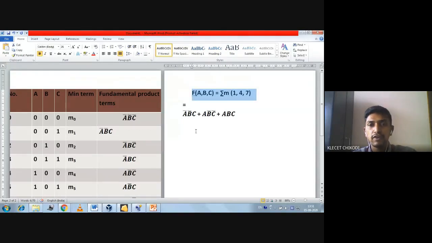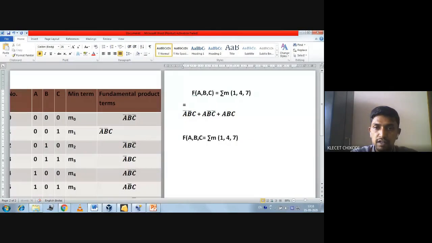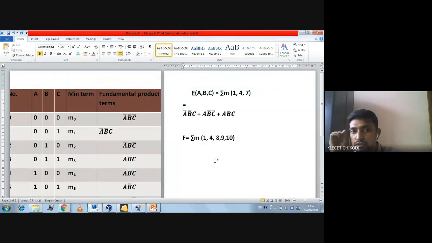And in some questions, they will ask it directly. Instead of f of ABCD or f of ABC, they will mention only f, the function, and then ask 8, 9, 10, like that. In those cases, you have to remember how many input variables are required. So can anybody tell me how many input variables here? Four. Since only 7 was the maximum in the previous question.